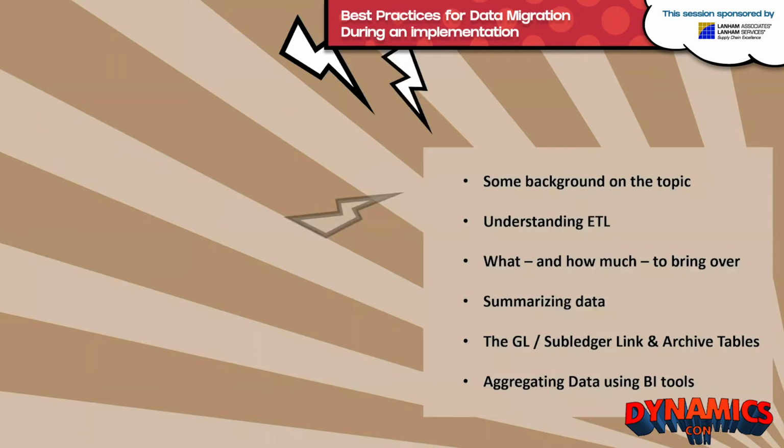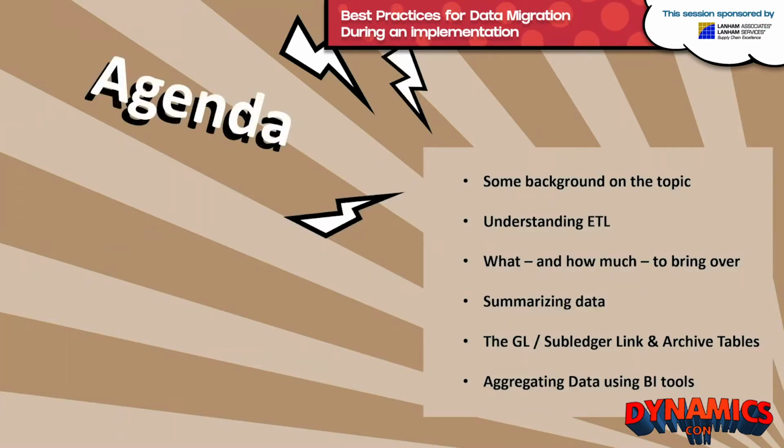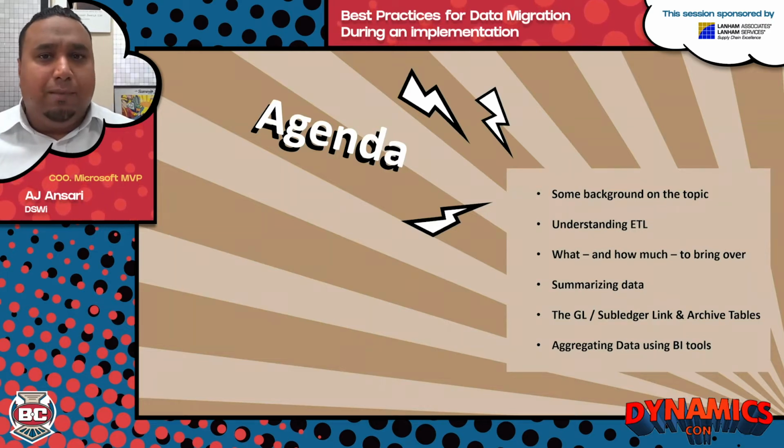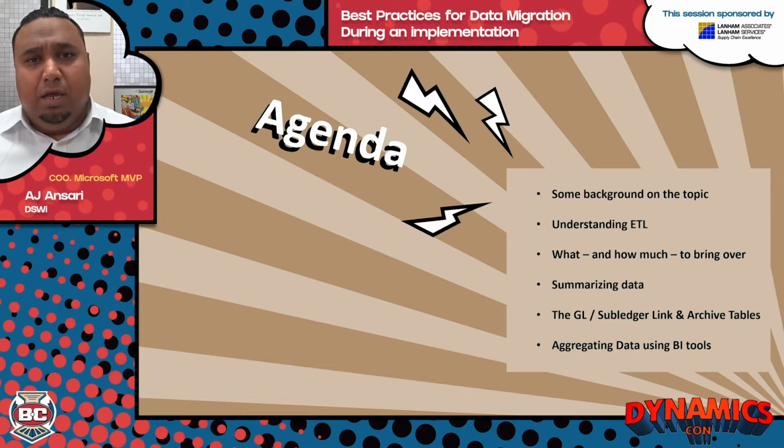By way of agenda, we'll start off with some background on the topic. We'll talk about understanding ETL. It's a phrase that you may have heard of. If you're talking data migration, then you're talking ETL, whether you know it or not, and we'll explain what that is for the benefit of anybody who's not familiar. We'll talk about what and how much to bring over, and in that context, we'll also talk about summarizing data, because that's a really important part of data migration. Then I'm going to start wrapping up with some concepts on the general ledger and the subledger link. You may wonder what that has to do with data migration, but you will understand and appreciate this as we get to that point in the conversation.